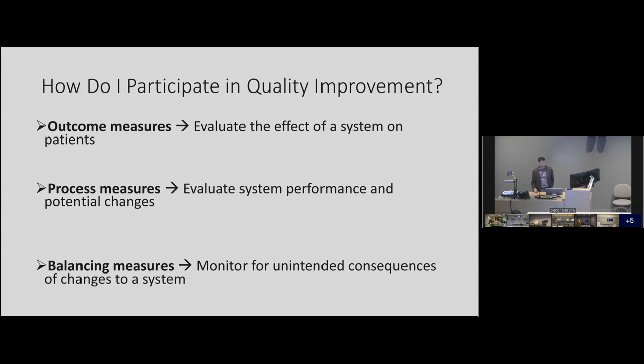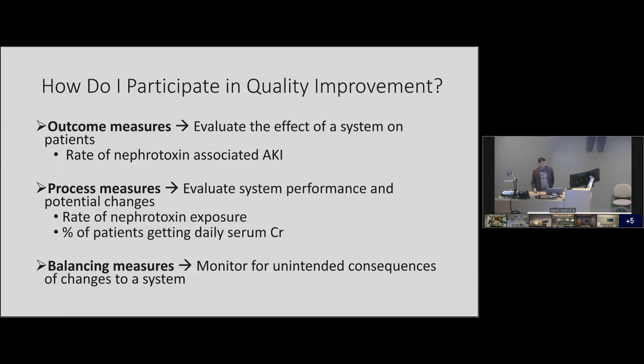You have your balancing measure, which looks for unintended consequences. And I think the really key one that I want to hit home is that process measure, because your outcome measure can sometimes take a long time to move when you think of something like dialysis incidents, whereas your process measure should be something upstream that is related to your change right away so you know whether your change is working or not. So looking at our AKI example, I think rate of nephrotoxin-associated AKI is pretty good for an outcome measure because it actually occurs right away.